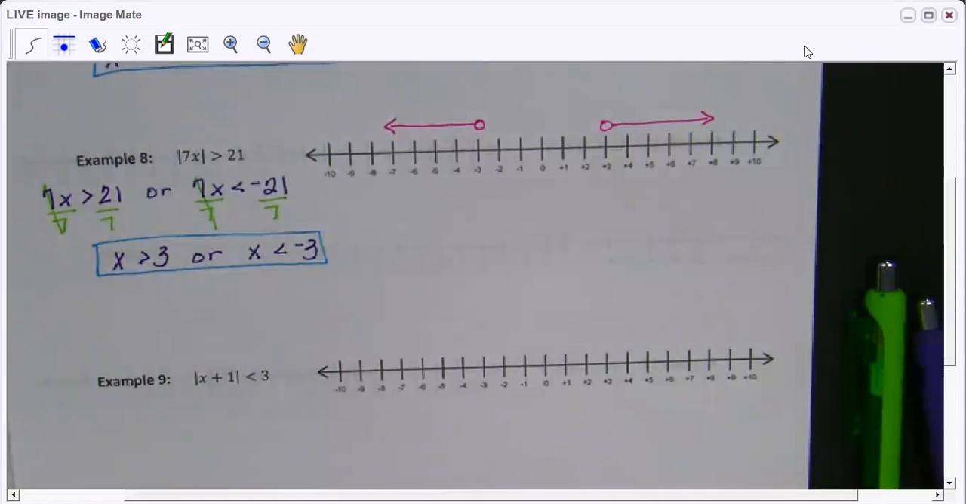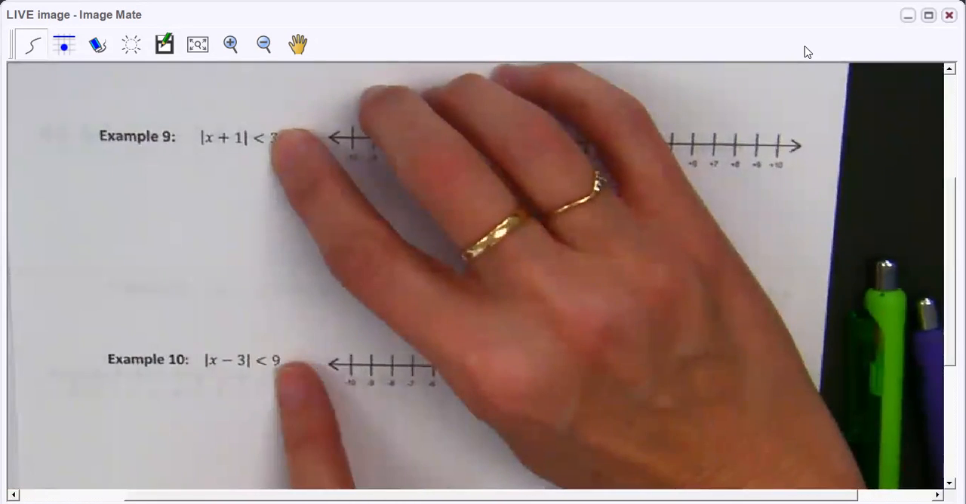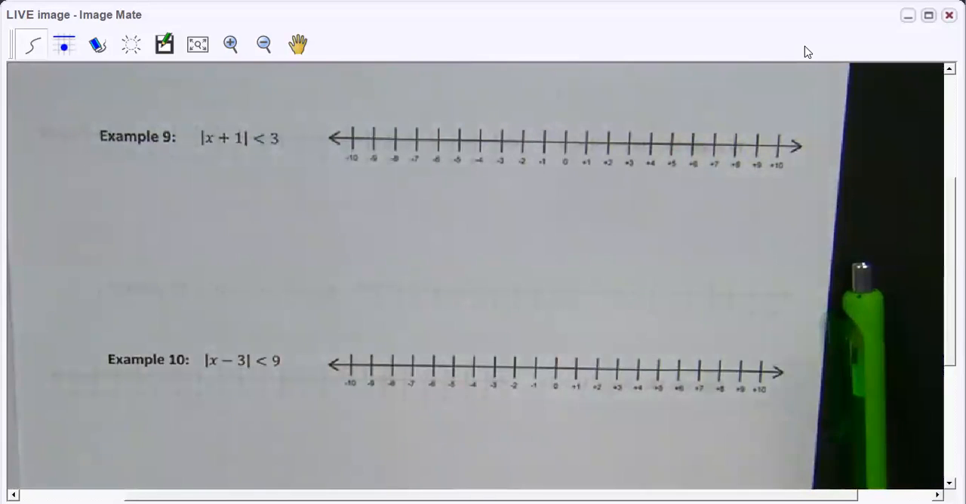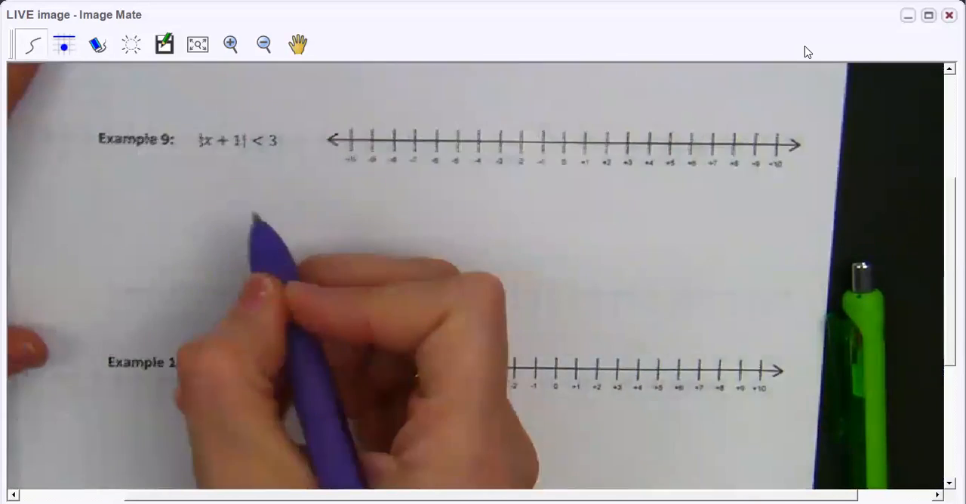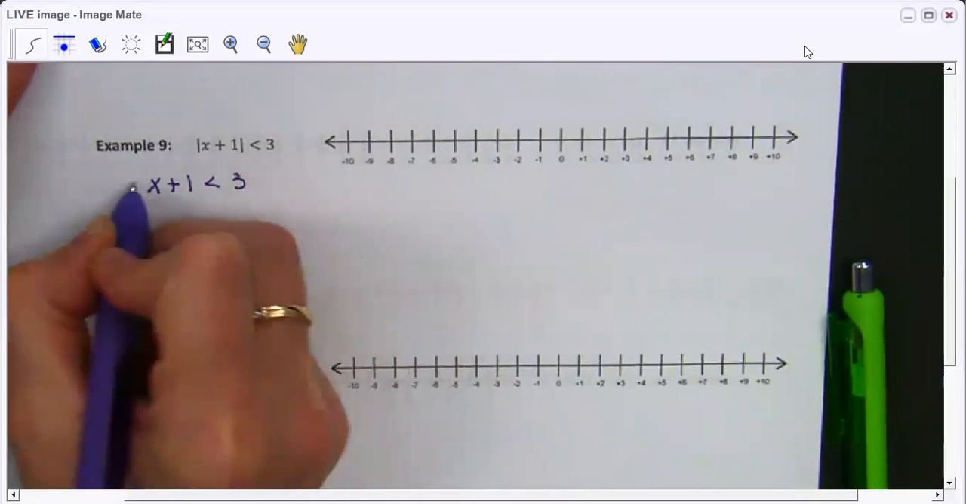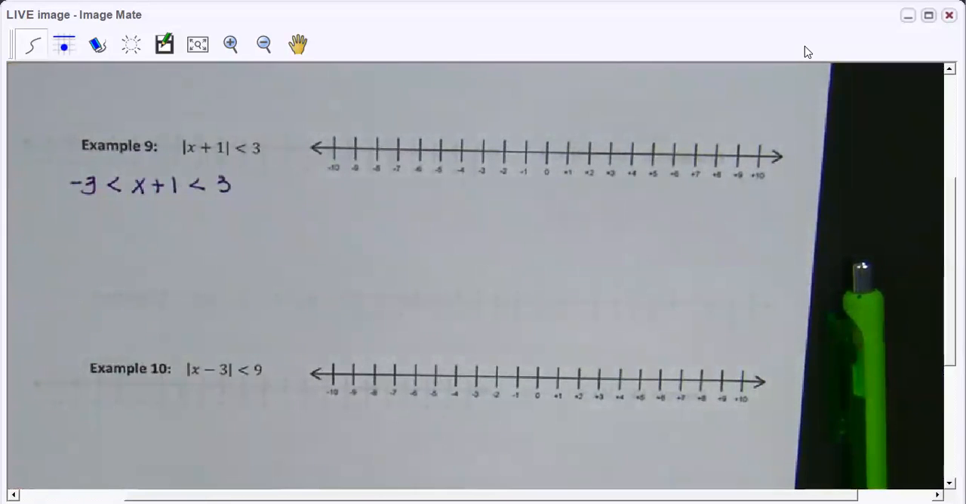Okay, now we're doing the same thing all the way through, but instead of a 2-step multiplication problem, we're going to have a 2-step adding or subtracting problem. That's all it is. So for 9 and 10, looking at your inequalities, those are both going to be conjunctions. So we set them up just like the previous conjunctions with x in the middle. Okay, so we have x plus 1 is less than 3 and is greater than -3. And then we solve.